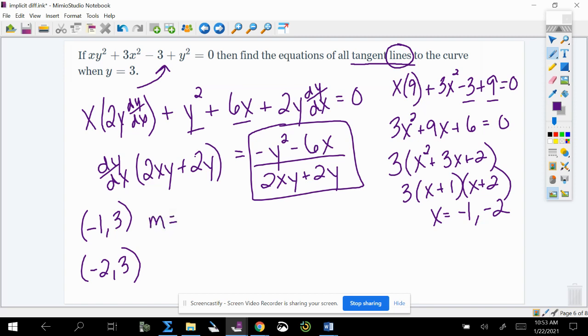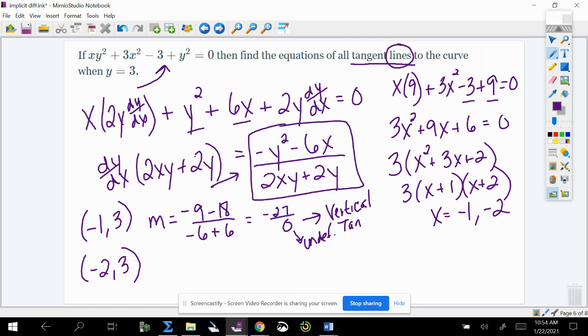When I put -1, 3 into this derivative equation, I'm going to get -9. So I did -3 squared minus 6 times 3 is minus 18 over 2 times -1 times 3. So 2 times -1 is -2 times 3 is -6 plus 2 times 3 is 6. So I get -27 over 0. What that means is I have an undefined slope, so I must have a vertical tangent line because I have a slope that is undefined.